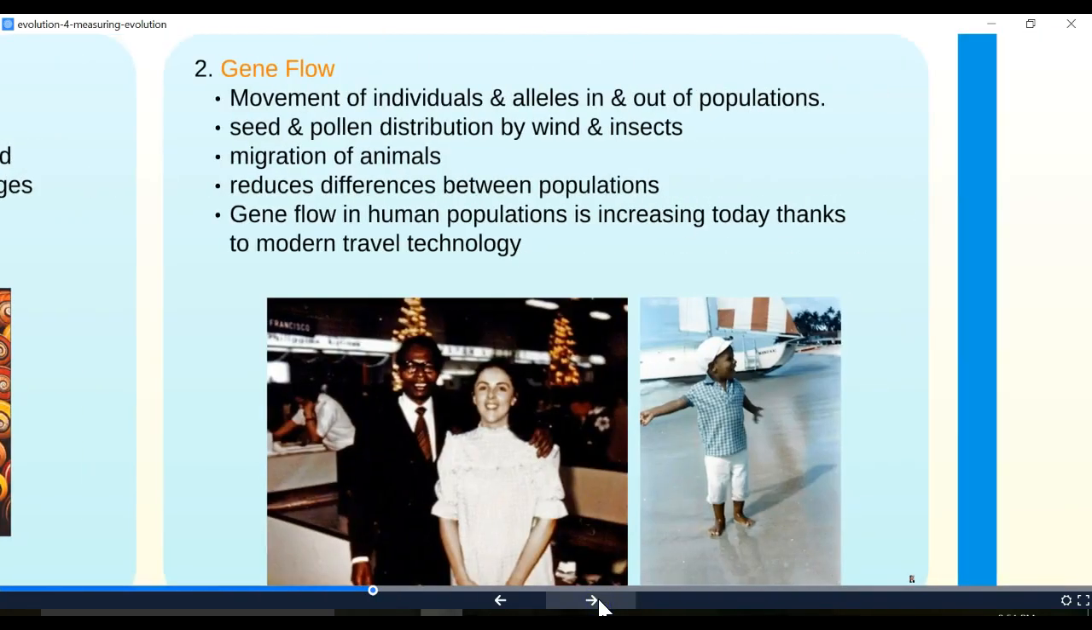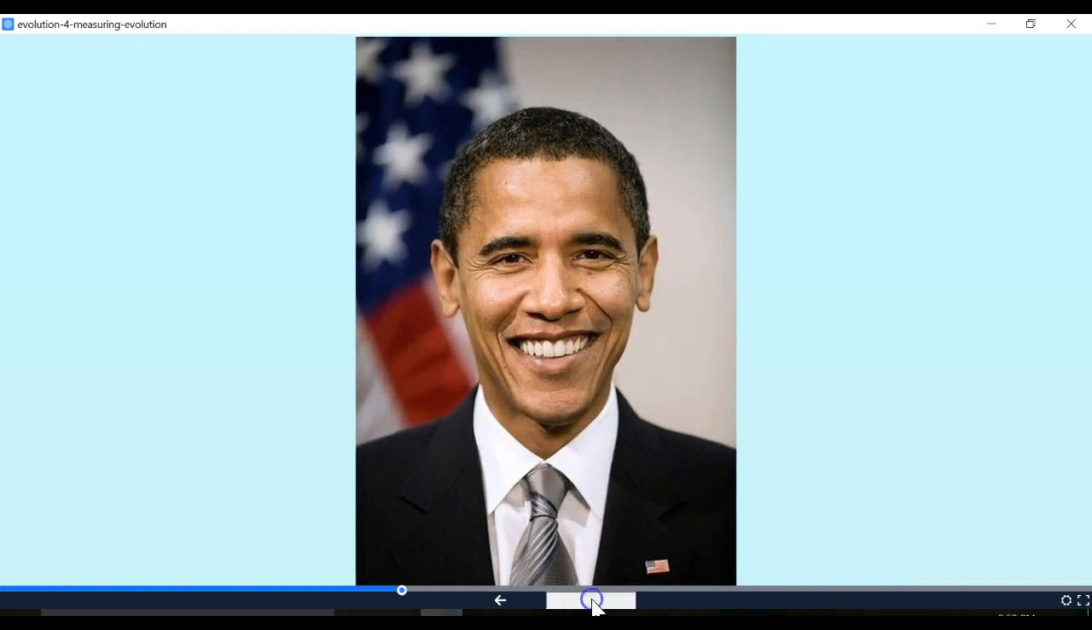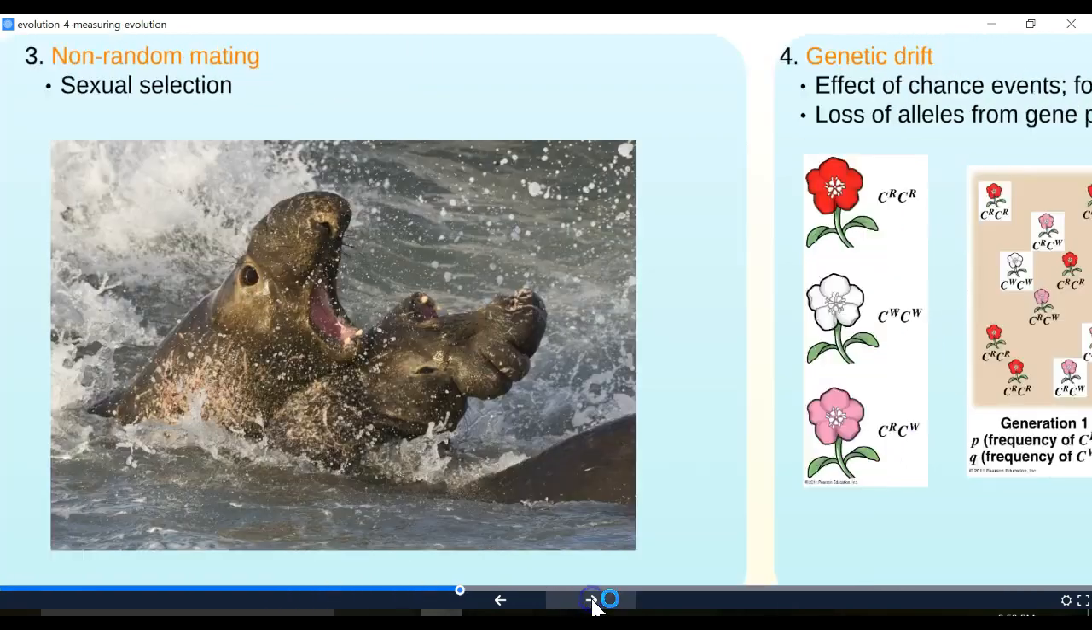Gene flow is the movement of individuals and alleles in and out of populations. So seed and pollen distribution by wind and insects, the migration of animals. This is going to reduce differences between populations, or in other words, decrease genetic variations among neighboring populations. Gene flow in human populations is increasing today thanks to modern travel technology. Here you have an example of some gene flow that you are probably familiar with. All right, number 3, sexual selection is definitely something that can cause evolution to happen.